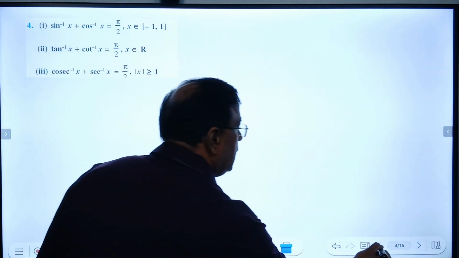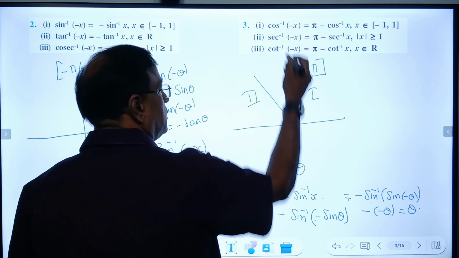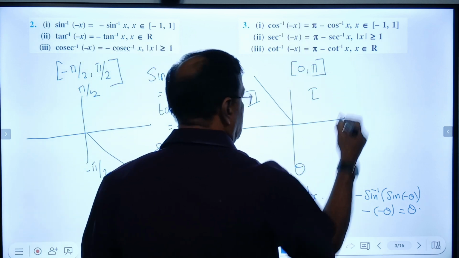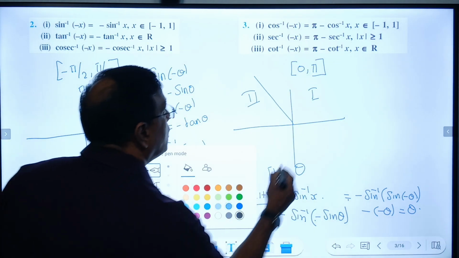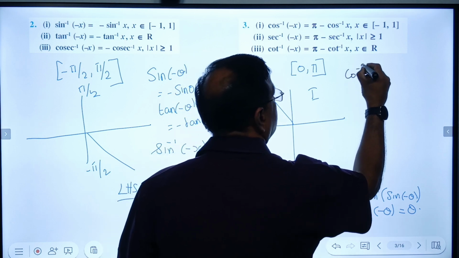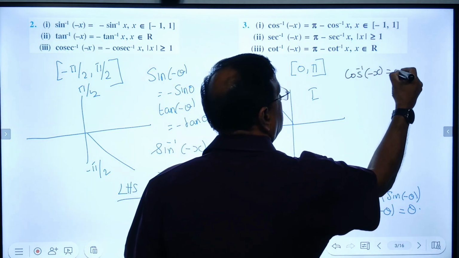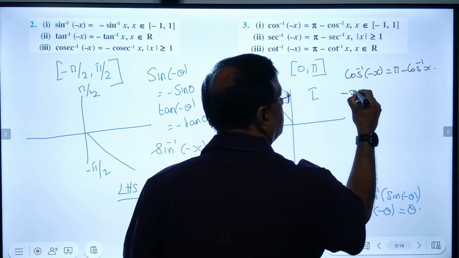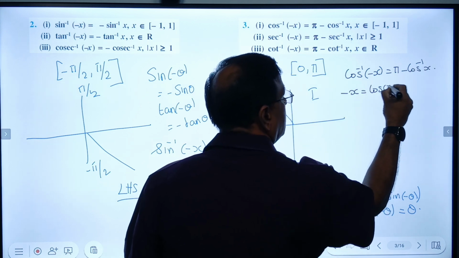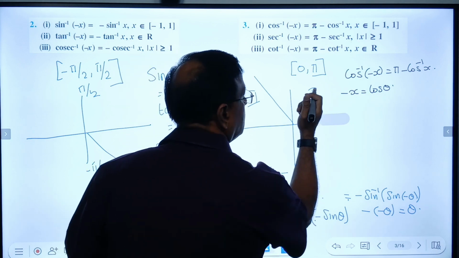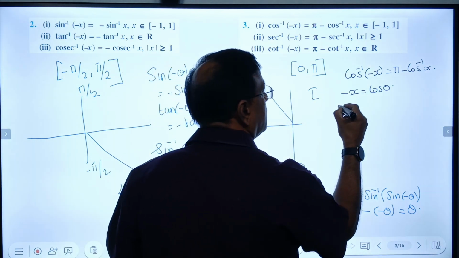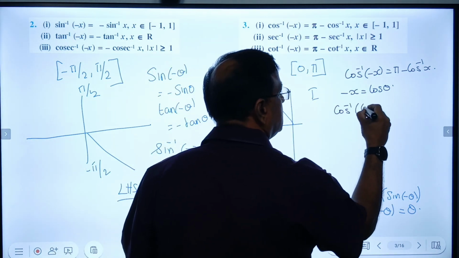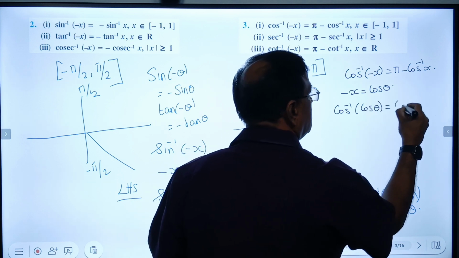Maybe I will do one derivation here, because I have done for this, I have to do for this, right? So I will do for, say, cos inverse of minus x is pi minus cos inverse of x. How do I do it? I put minus x as cos theta. So what do you get? You get cos inverse of cos theta, that is theta.